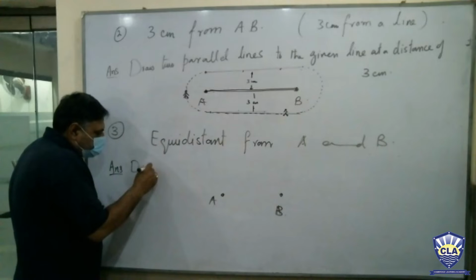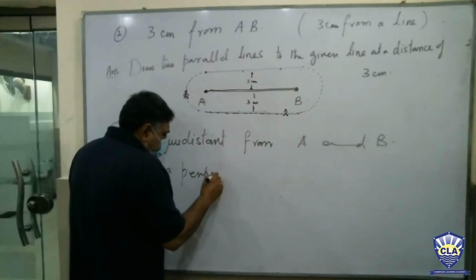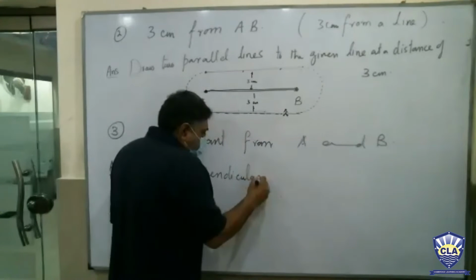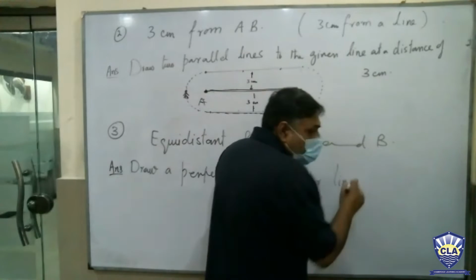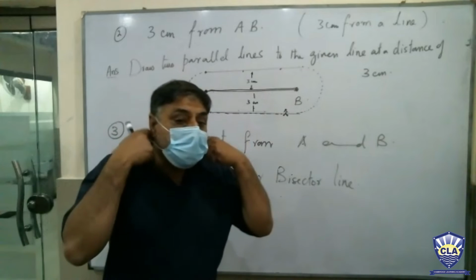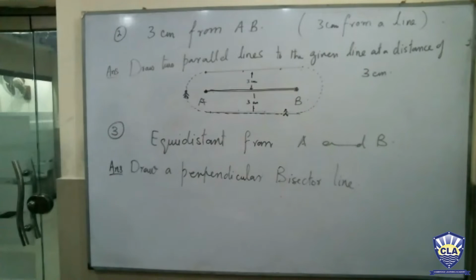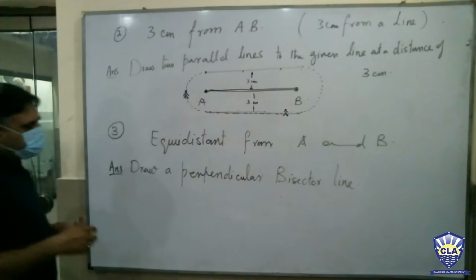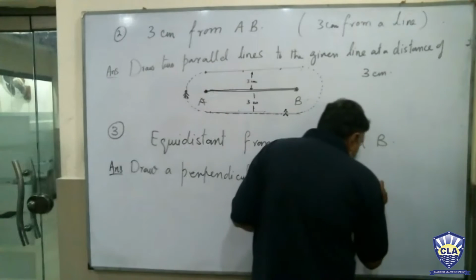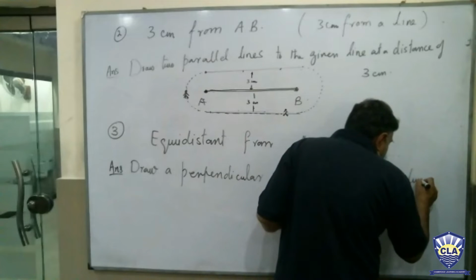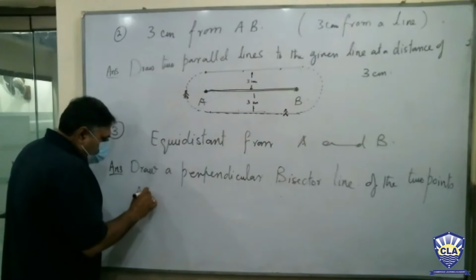Draw a perpendicular bisector line. What is perpendicular bisector line? Draw a perpendicular bisector line of the two points A and B.